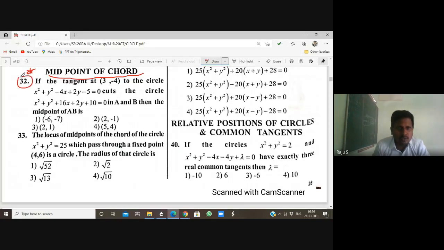Question 32: the tangent at 3 comma minus 4 to the circle cuts the other circle at A and B, then find the midpoint of the chord AB. They have given two circles. The tangent of the first circle cuts the other circle at two different points. Let's see.